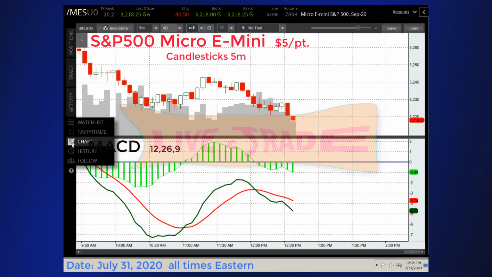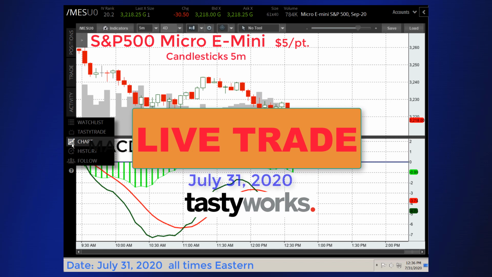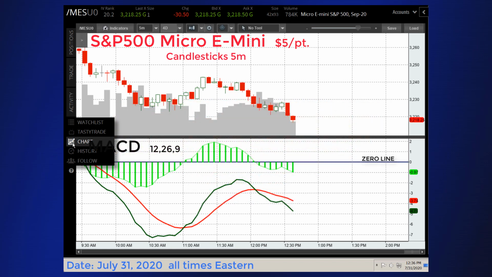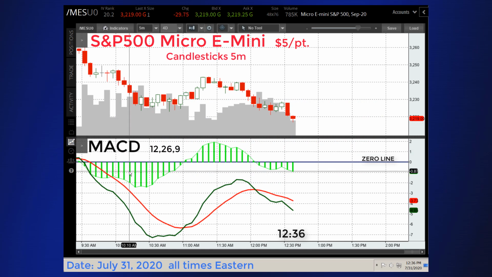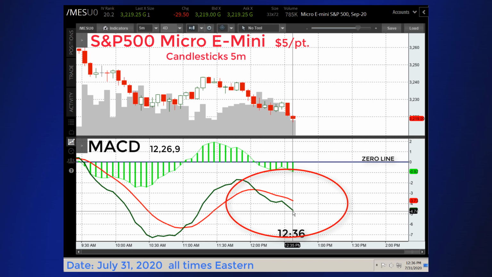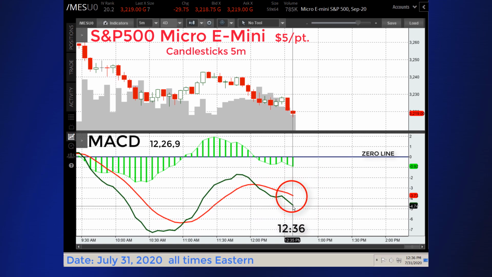Okay, a scalping trade using two contracts of the S&P 500 Micro E-mini. It's 12:36 in the afternoon, and you can see from the MACD on the bottom, the green line below the red line and both below the zero line. And that is a sell signal according to my general guidelines and rule of thumb. So here we go into a scalping trade. I want to try to make a few bucks off the top of this market.